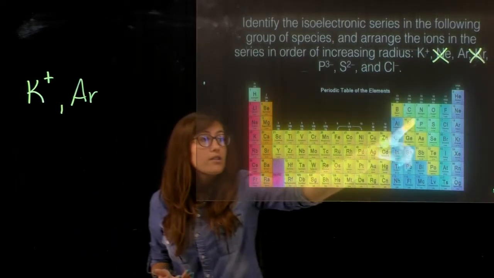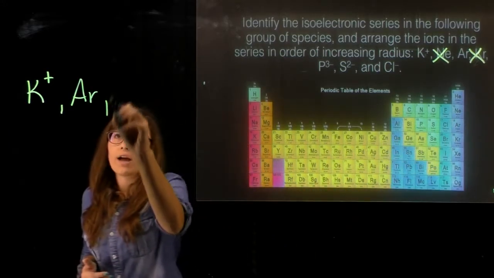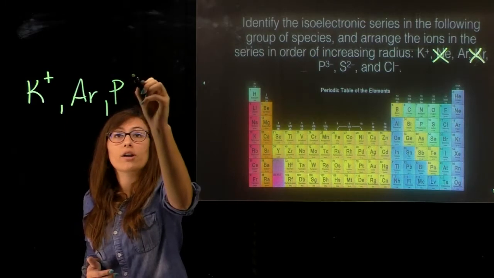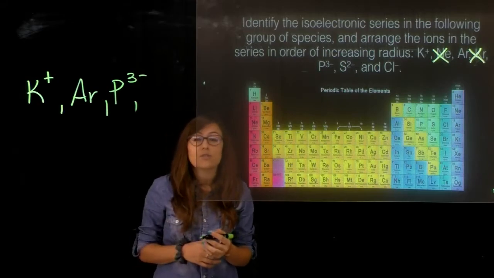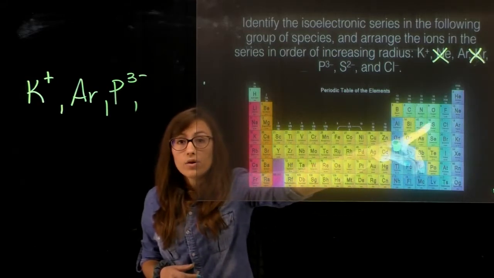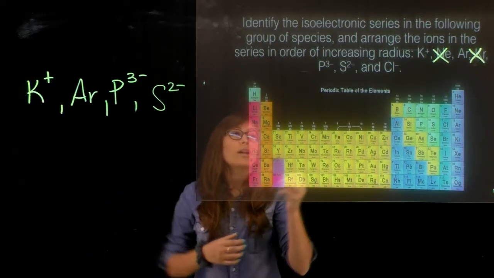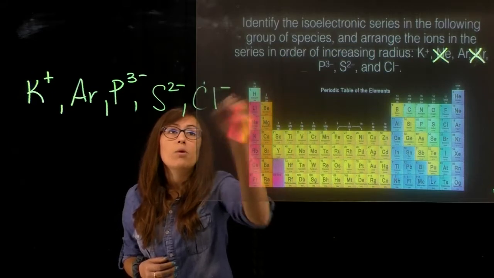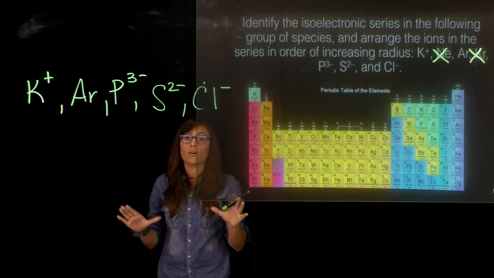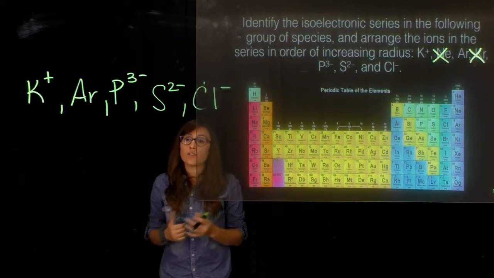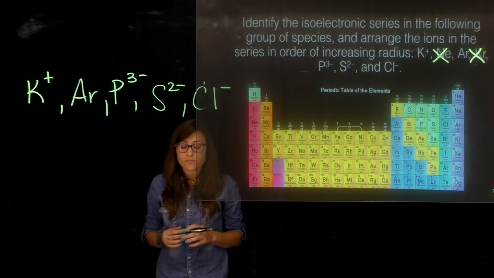P3 minus, so P3 minus is right here. If we add 3 electrons to phosphorus, it will become isoelectronic with that of argon. So phosphorus is isoelectronic so far with this series. The next one is S2 minus. If we add 2 electrons to that of sulfur, it will become isoelectronic with that of argon. And if we add 1 electron to that of chlorine, it will become isoelectronic with that of argon. So far we have our isoelectronic series. Now we have to go ahead and arrange them in order of increasing radius.